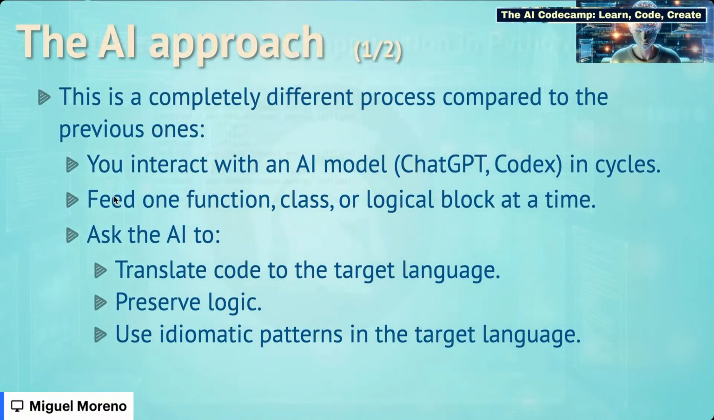So what is the lesson learned? Again, this is a completely different process compared to the previous ones. You are interacting with an AI model. You need to feed the function, classes, or whatever logical blocks one at a time, so it is easier for you to identify the potential errors, if any, or bugs, or improvement points.